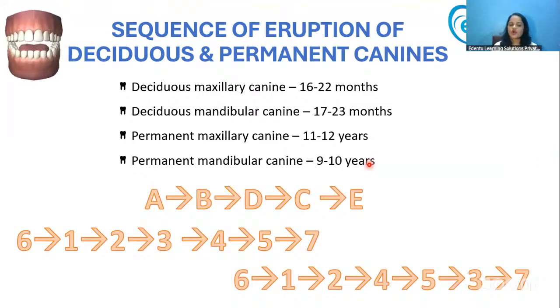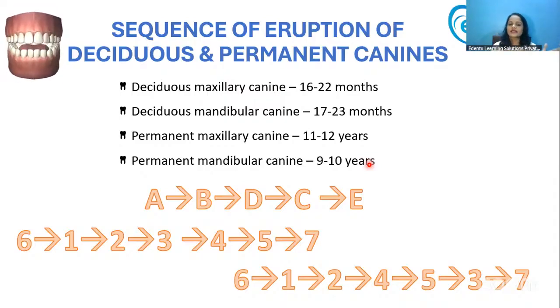Next, there was a question on the sequence of eruption of the deciduous and permanent canines. If you look at the eruption time of the deciduous maxillary canine, it is around 16 to 22 months. And for the mandibular canine also, it is nearly the same, 17 to 23 months only. Coming to the permanent maxillary canine, as we already looked at, the eruption time is around 11 to 12 years. And for the permanent mandibular canine, it is a little bit early, 9 to 10 years.